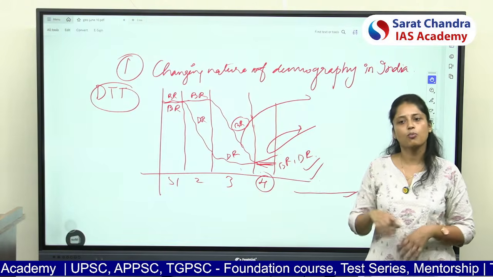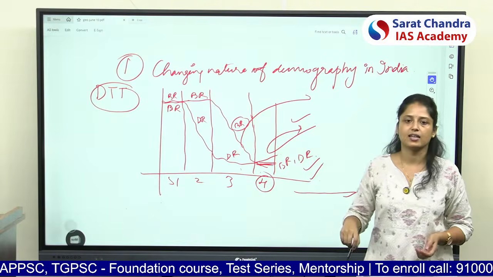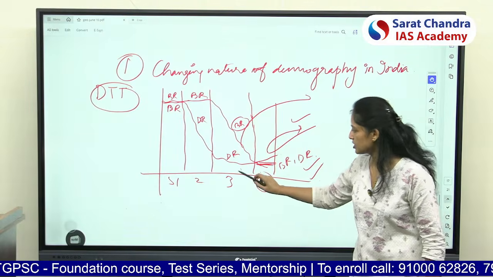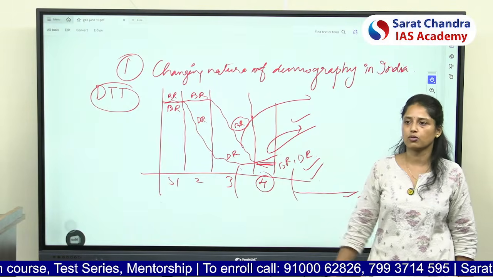Instead of writing population is very high, population is very low, make a small diagram and say that under demographic transition, rural India is in stage 3, urban India is in stage 4.